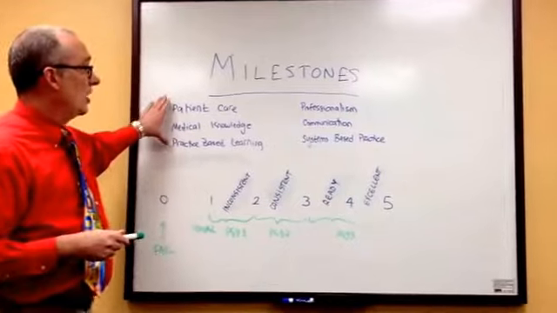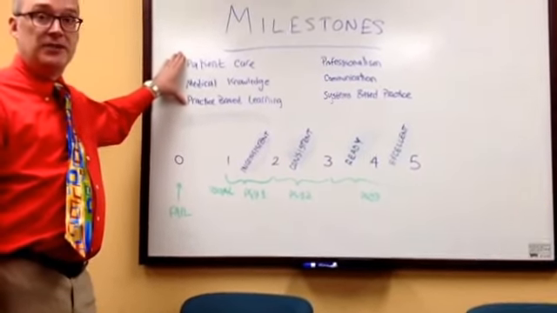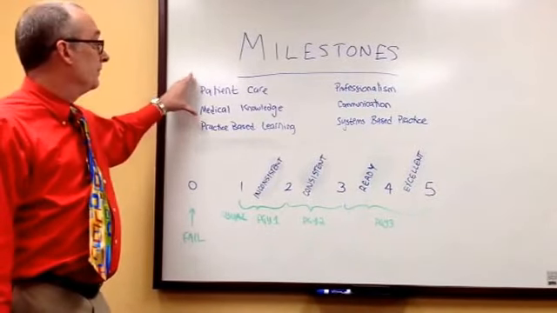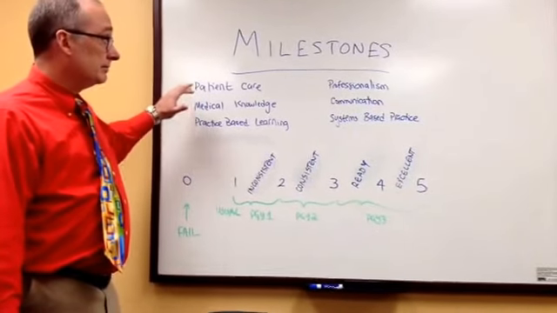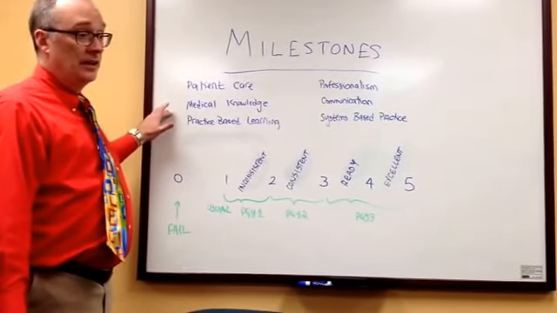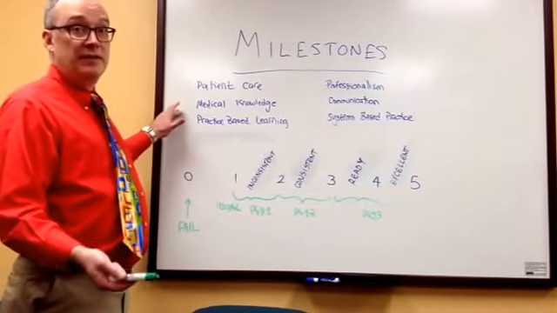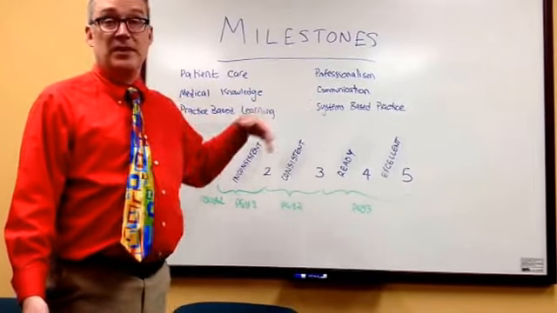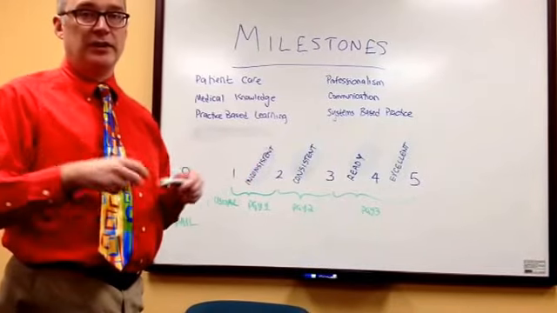The milestones come from the usual 6 categories of resident behavior that we've known and loved from previous evaluations: patient care, medical knowledge, practice-based learning. That is, are you able to change your behavior based on feedback? Professionalism, communication, systems-based practice. Do you understand how to utilize all the resources in your healthcare system?